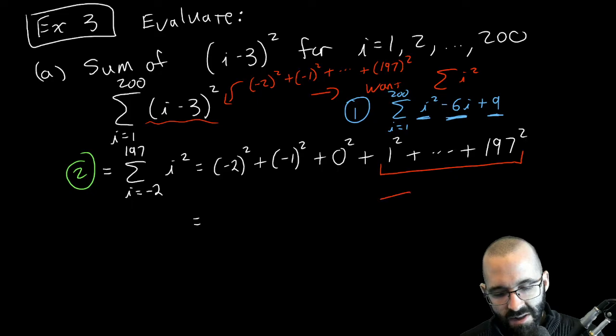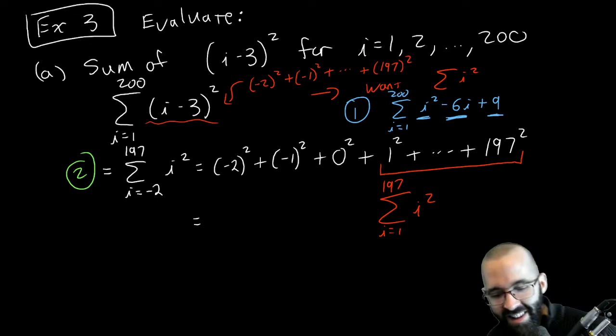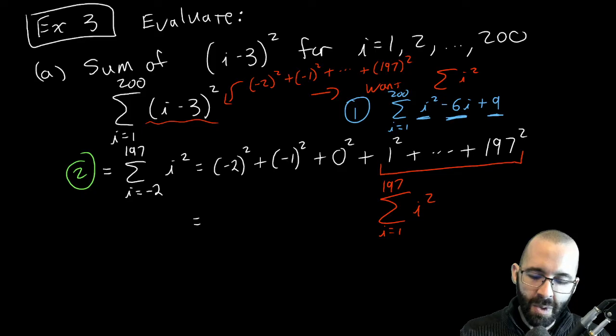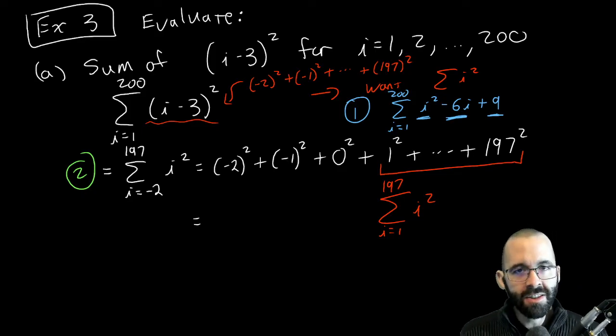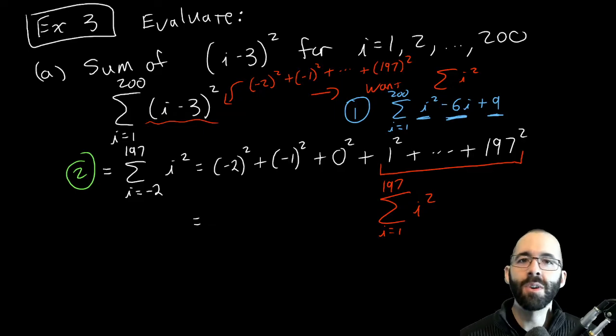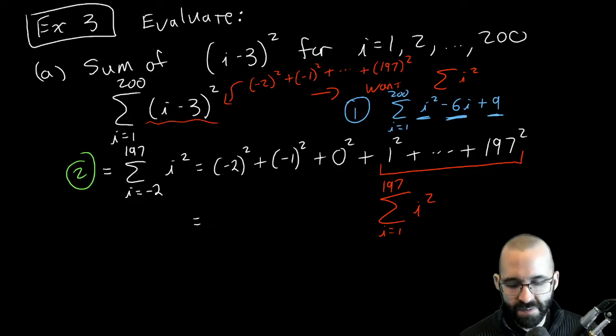Right? This red thing is just the sum from i goes from 1 all the way up to 197 of i squared. And we have a formula for that. So again, the blue method is one way, maybe a little bit more straightforward. The green method is a little trickier, but it's going to be less work if you can see it. So I want to show you two different ways of approaching this problem.